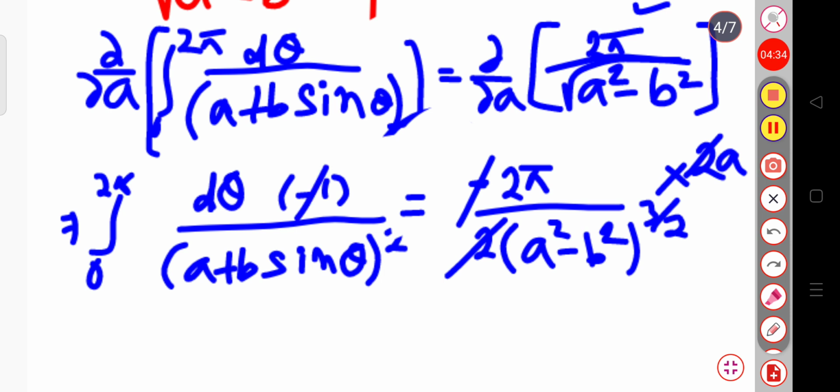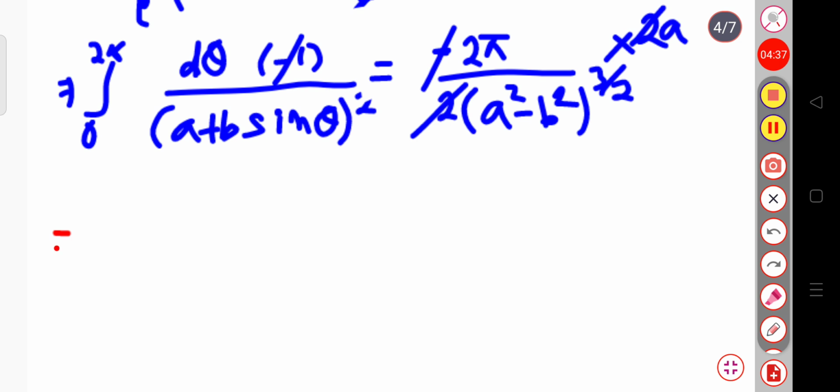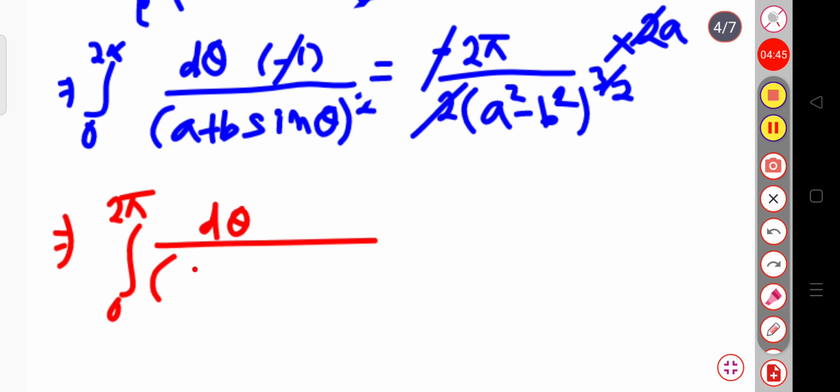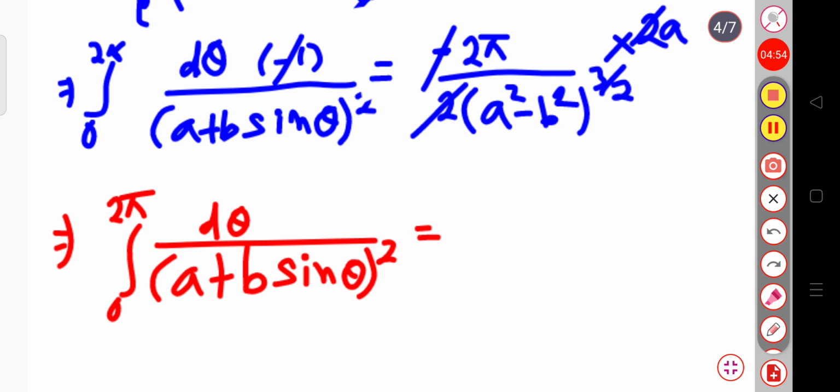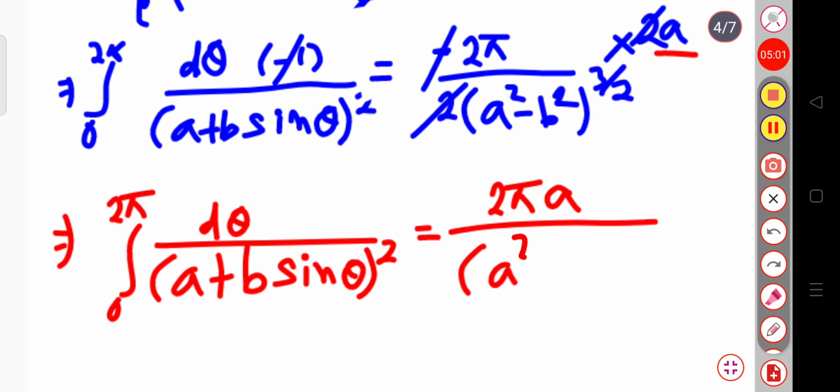Now, the remaining term implies that the integration over the limit 0 to 2 pi d theta divided by a plus b sin theta whole square will be equal to 2 pi a divided by a square minus b square power 3 by 2.